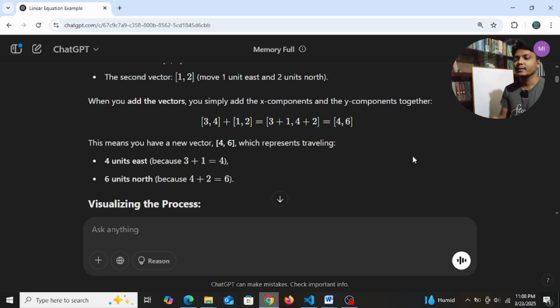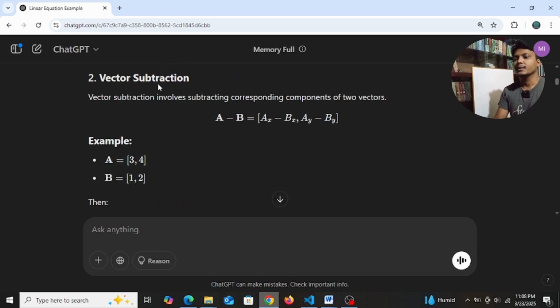So when you add this, 3 plus 1, 4 plus 2, this is vector addition, guys. Okay, so we can subtract as well. Subtraction is the reverse thing, you can say. So 3 minus 1, 4 minus 2, this would be the subtraction, right? So you can see here vector subtraction, a minus b: ax minus bx, ay minus by. So I hope you understand what ax and bx are. Ax is 3 and bx is 1.